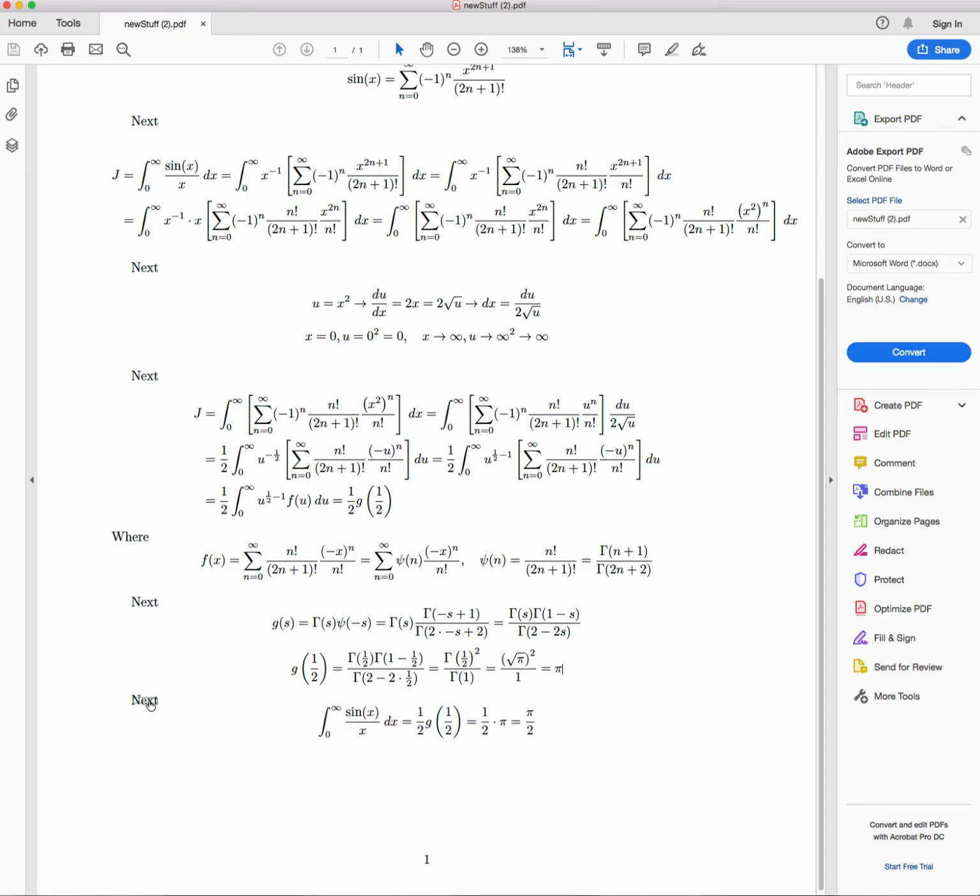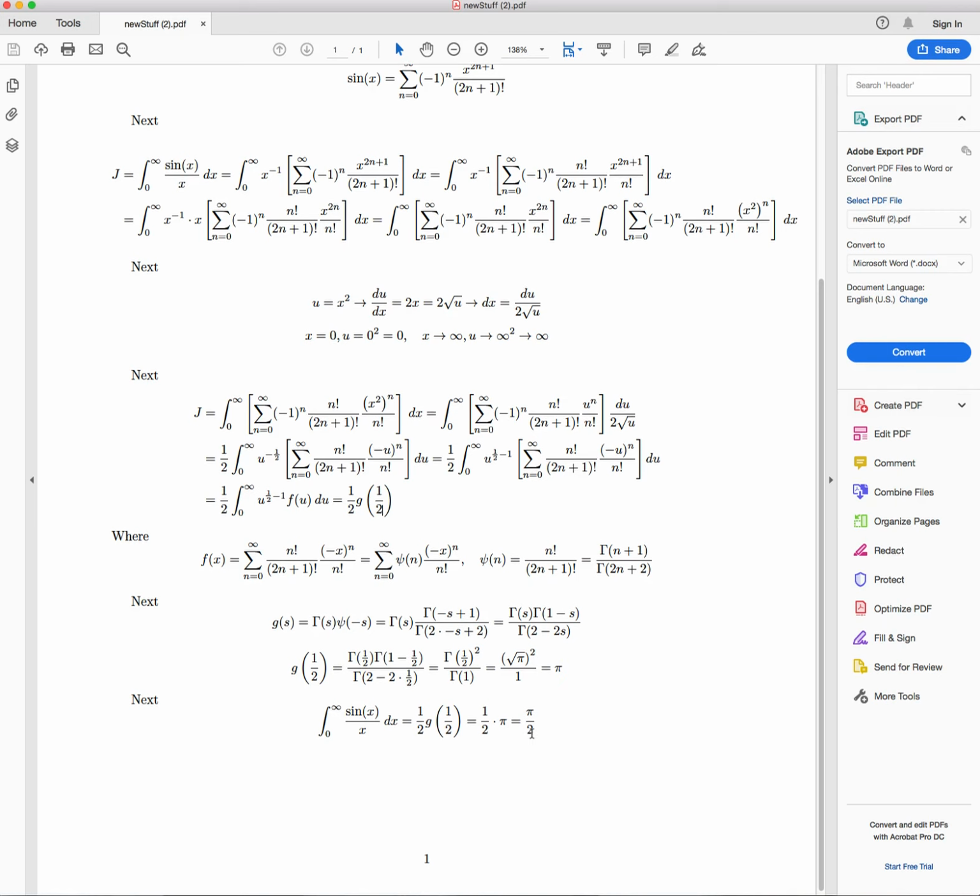And so therefore, the integral from 0 to infinity of sine of x over x, which is what we need to find, is equal to 1/2 of g of 1/2, which is 1/2 of the Mellin transformation of this modified version of sine of x, which is what we have here. That is equal to 1/2 times pi, which is just equal to pi over 2. And so there we have it.